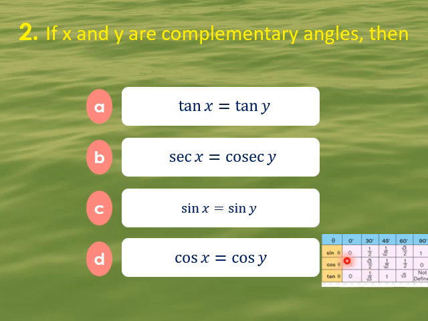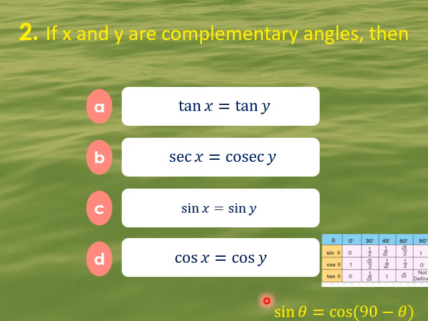So we see that sine theta is varying from 0 to 1. Similarly, cos theta is varying from 1 to 0. And tan theta is evaluated as sine theta by cos theta. We observe that sine 30 is equal to cos 60. Similarly, cos 30 is equal to sine 60 and sine 45 is equal to cos 45. So what we observe from here is that sine theta is equal to cos of 90 minus theta.